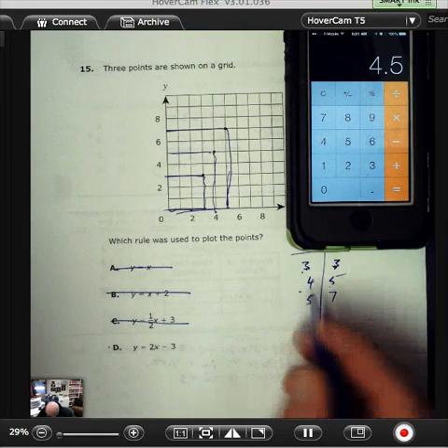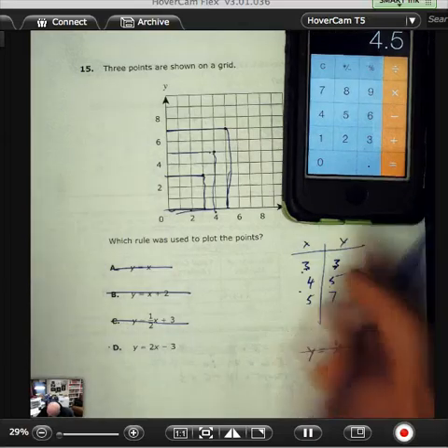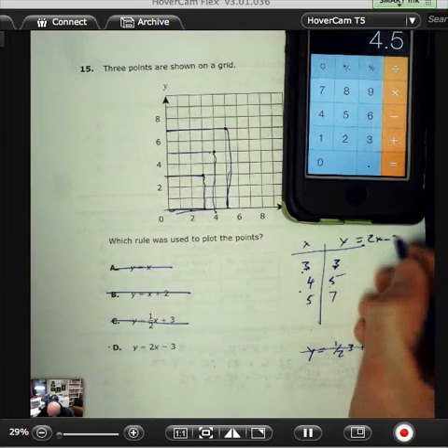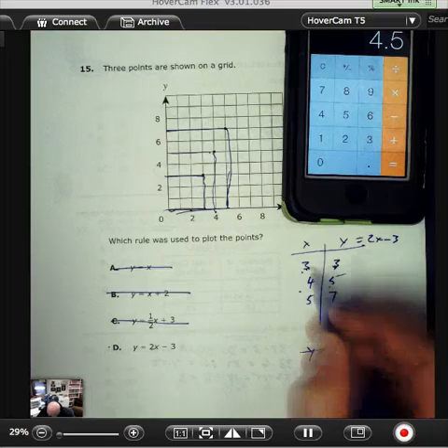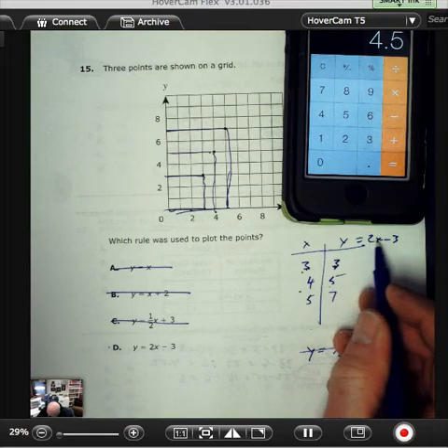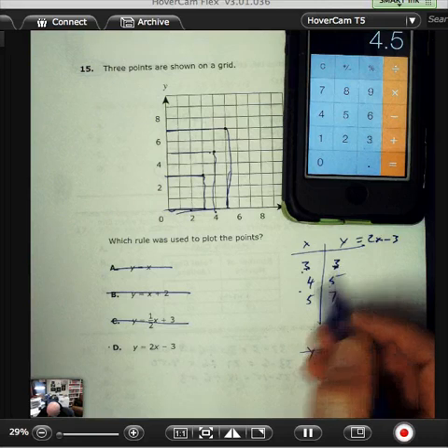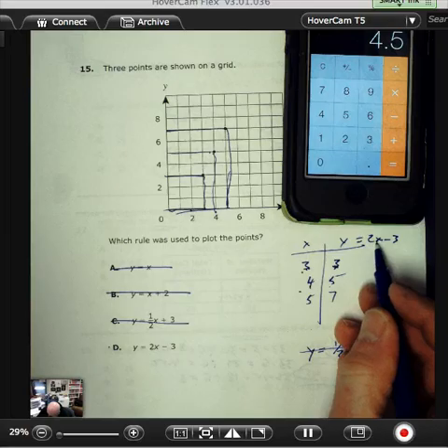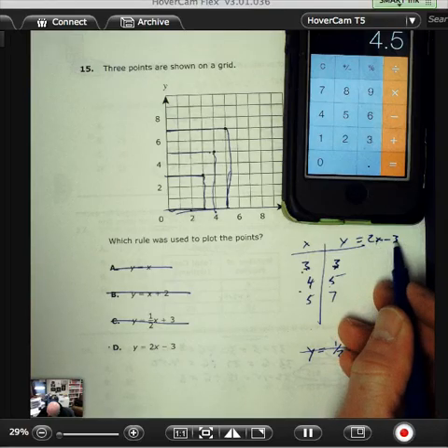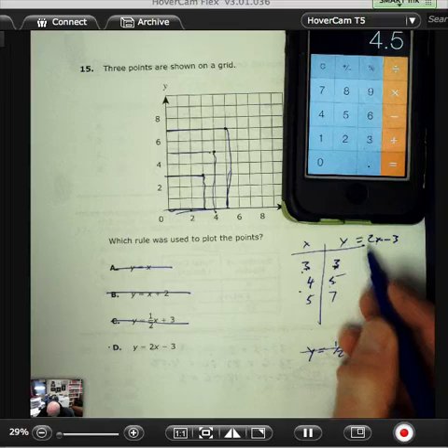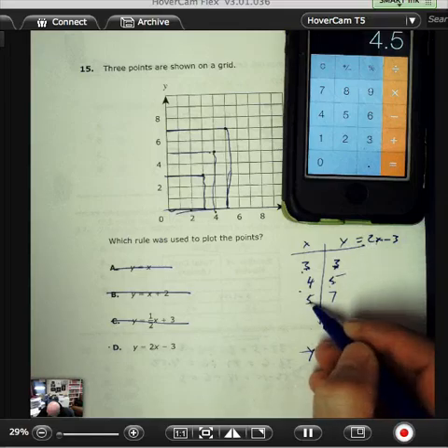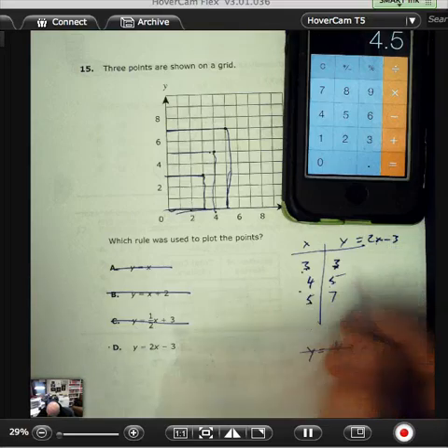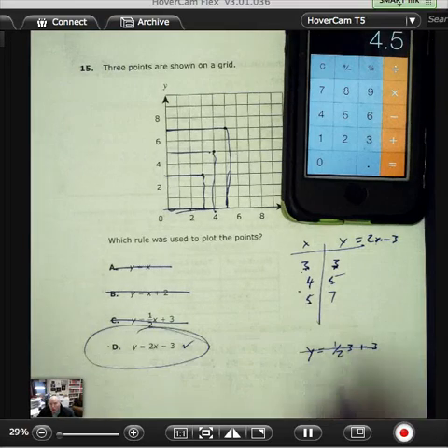So y equals 2x minus 3. We think that's right. So let's put in x. 2 times 3 is 6, minus 3 is 3. That worked. 2 times 4 is 8, minus 3 is 5. That worked there too. And then 2 times 5, which would be 10, minus 3 is 7. So this one here does check out to work for all of them.